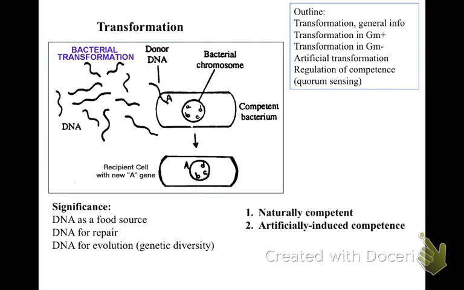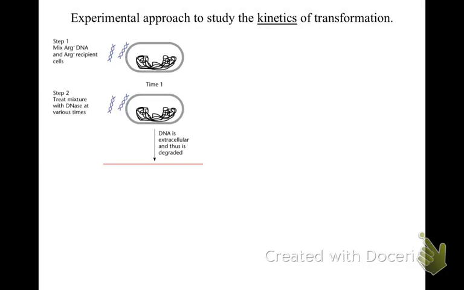Now, I'll focus most of this lecture on cells that are naturally competent, but I want to remind you that not all bacterial cells can be competent and take up DNA, so there are processes that people have developed to artificially induce competence in organisms such as E. coli. I want to talk about some experimental approaches that were used to study transformation.